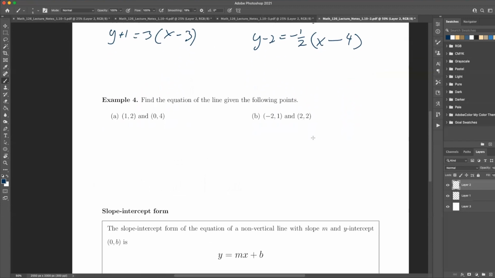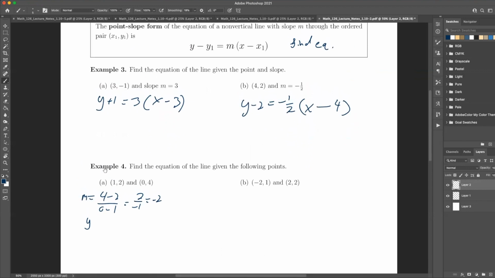Let's go ahead and do this. If we want to find the equation of a line given these points, we first need to find the slope. It'll be 4 minus 2 over 0 minus 1, which equals 2 over negative 1, which is minus 2. Once we know what m is, we can choose either point. I'm going to choose this point because it has a 0 in it, because this will be y minus 4 equals negative 2x minus 0.